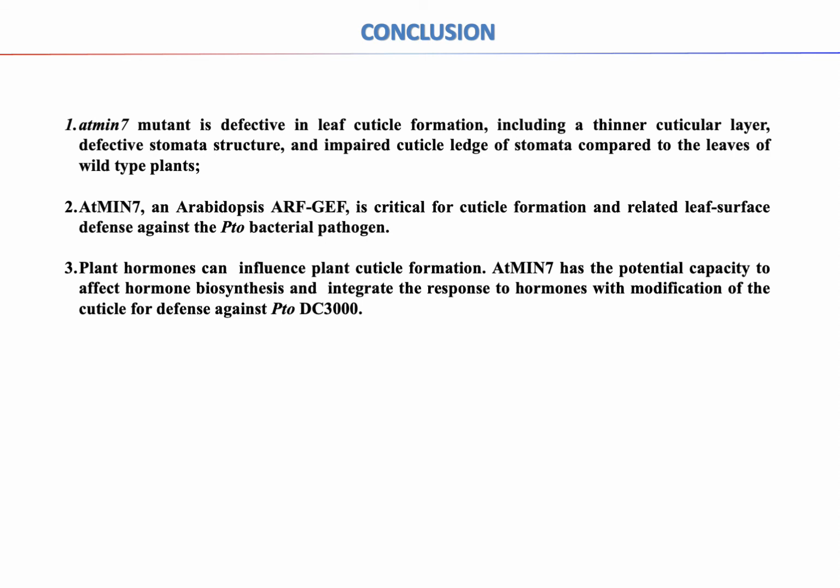Plant hormones can influence plant cuticle formation. AtMIN7 has the potential capacity to affect hormone biosynthesis and integrate the response to hormones with modification of the cuticle for defense against bacterial pathogen infection.